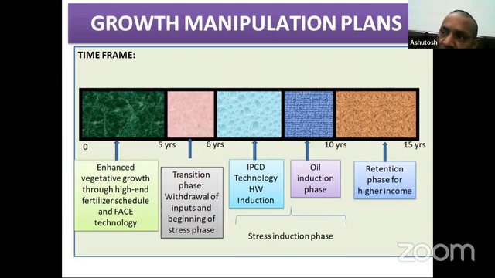So when we are reducing the rotation age by 1/3, we need to give some extra nutrition to the plant so that it grows in such a fashion that we get an equivalent amount of wood to what we would be getting in nature at 40 years. So first is the vegetative growth, then transition growth where we reduce the fertilizer and irrigation. Then we slowly use some kind of tools which will induce stress in the plant and heartwood formation will take place.